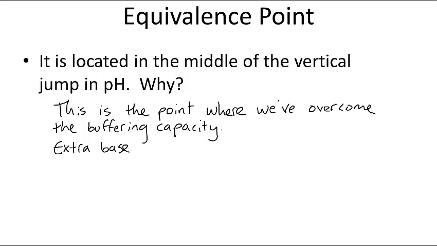Extra base at that point just makes the pH jump. So you should be able to look at any titration curve and spot the equivalence point just by looking for that vertical jump. And then we use the equivalence point to determine the concentration of our unknown.